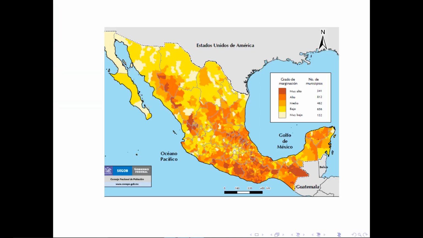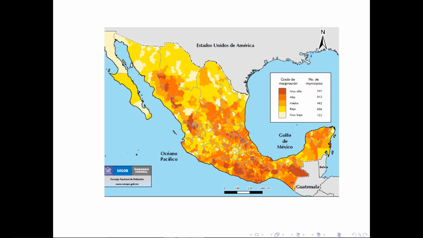Okay, so just a map of Mexico. This is a map by the Indice de Marginación, by the municipality poverty rate. So this goes from very high poverty all the way to low poverty. And so my sample is from those with very high or high poverty rates. And you can see that they're basically all over the country except for Baja California Norte.